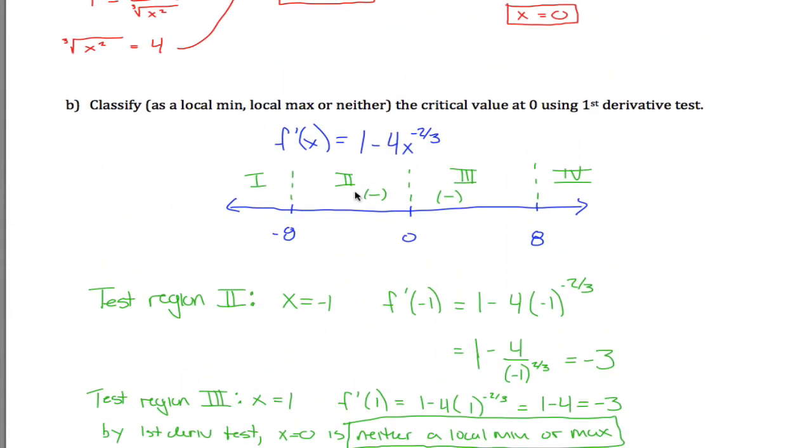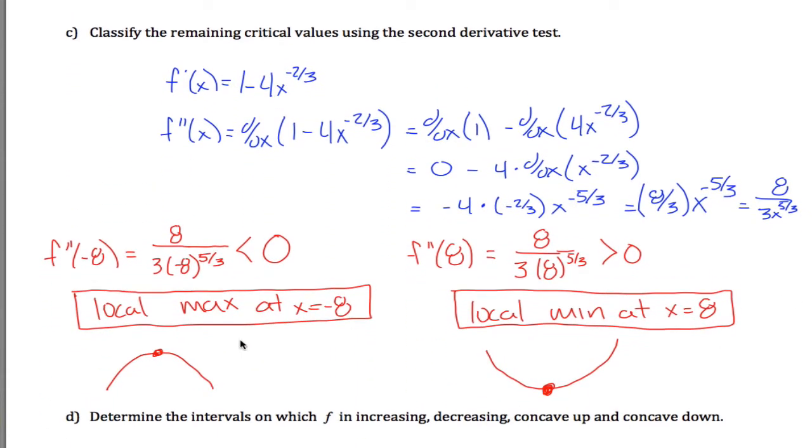That makes sense up here because if we had tested this region, we would have gotten a positive number. So the first derivative is switching from positive to negative. It was kind of at the top of the hill. It used to be increasing, now it's decreasing. We have a max here at negative 8. However, at positive 8, we used to be decreasing, but if you test a number from region 4, what you'll find is the first derivative is positive, so it went from decreasing to increasing. We have a minimum. But we didn't figure those out using the first derivative test. We figured them out using the second derivative test.